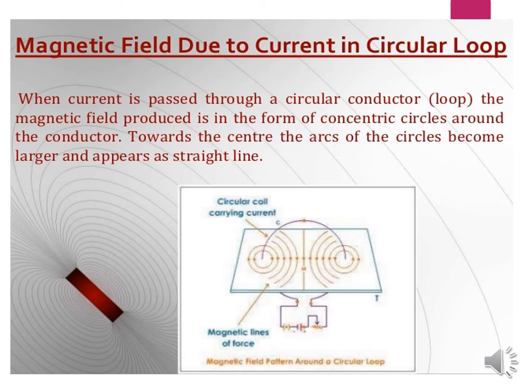Now we will discuss the magnetic field due to a current in a circular loop. When a current is passed through a circular conductor, the magnetic field produced is in the form of concentric circles around the conductor. Towards the center, the arcs of the circle become larger and appear as straight lines.